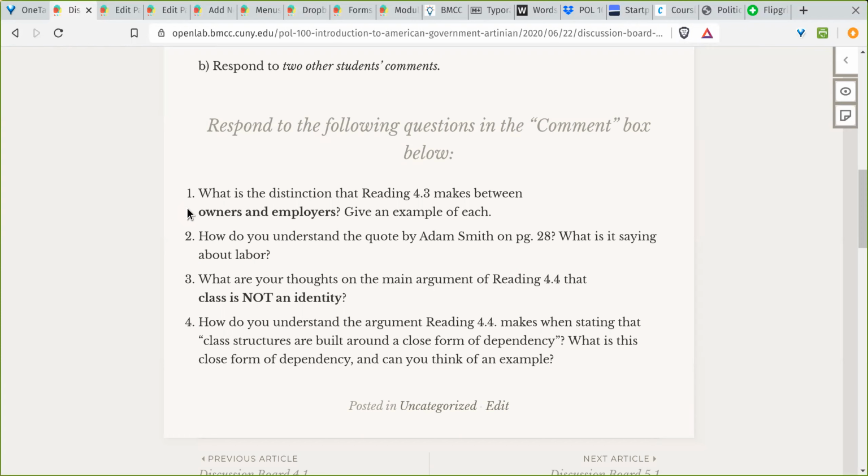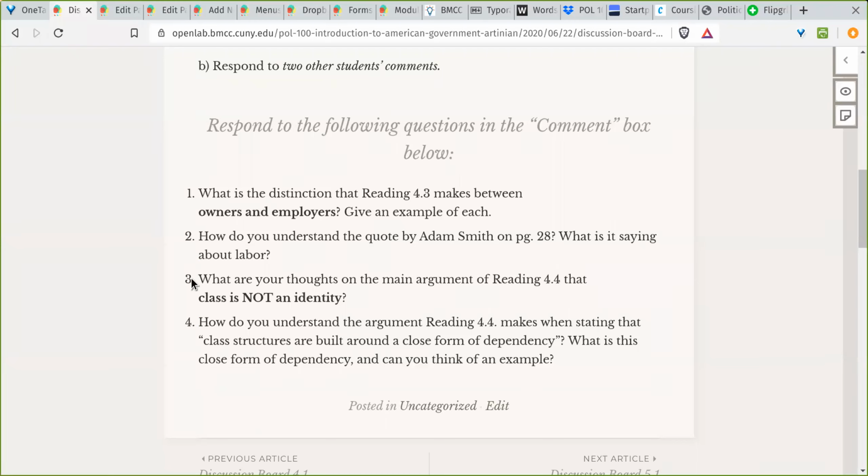question 1, tell us what is the distinction in your own words between owners and employers. Give an example of each, an employer, an owner, and a worker. Sorry, I made a mistake here, which I'm going to fix. It should say the difference between owners and employees. Okay. Then the second question is asking you to comment on the Adam Smith quote from page 28 of reading 4.3. What is it saying about labor?